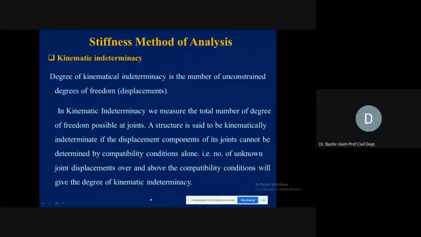Kinematic indeterminacy, already we talked about the statical indeterminacy. Now coming to the kinematic indeterminacy. Degree of kinematic indeterminacy is the number of unconstrained degrees of freedom, meaning displacements. You will go to the joints, and at the joints you will be finding out the capability, like how much it can move. Now your movement can be rotation, your movement can be translation. It can be in the horizontal direction, it can be in the vertical direction.